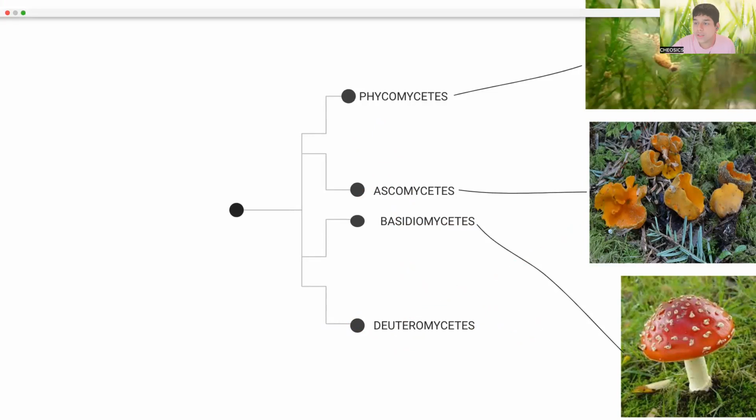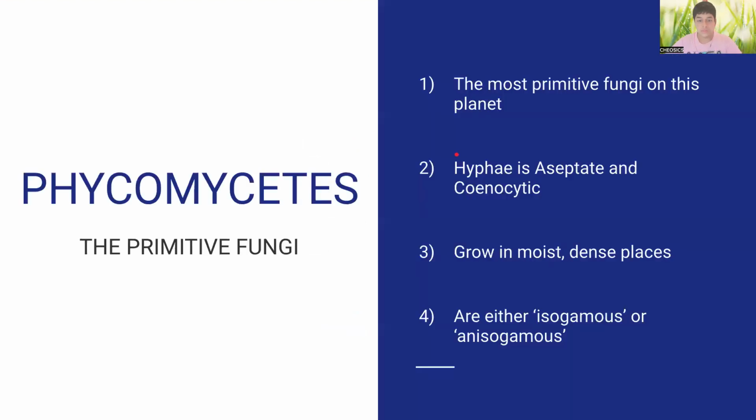Phycomycetes look like these. Let me take my video away. Ascomycetes look like sacs. And Basidiomycetes are your simple mushrooms. Phycomycetes, they're the most primitive fungus on this planet. The oldest fungus you know is Phycomycetes. Their hyphae is aseptate and cenocytic. So out of all the fungi present here, Phycomycetes are the only ones which have aseptate and cenocytic hyphae. All of the other ones have septate and branched hyphae.